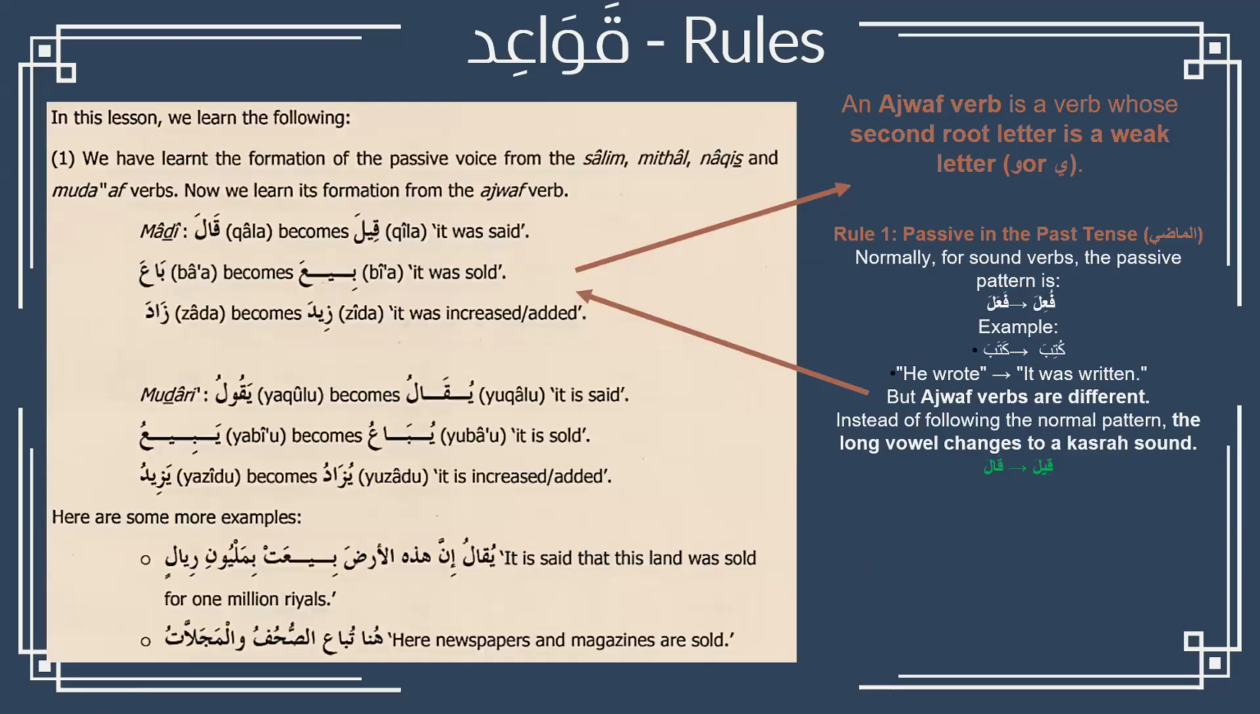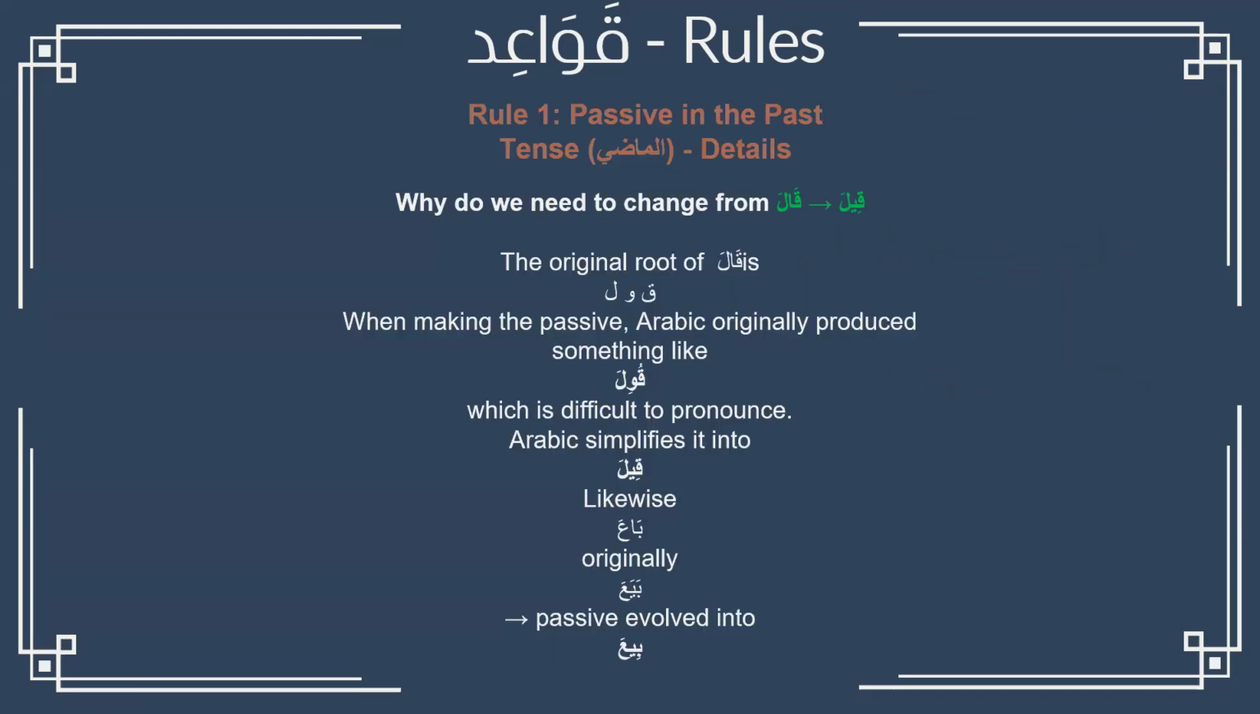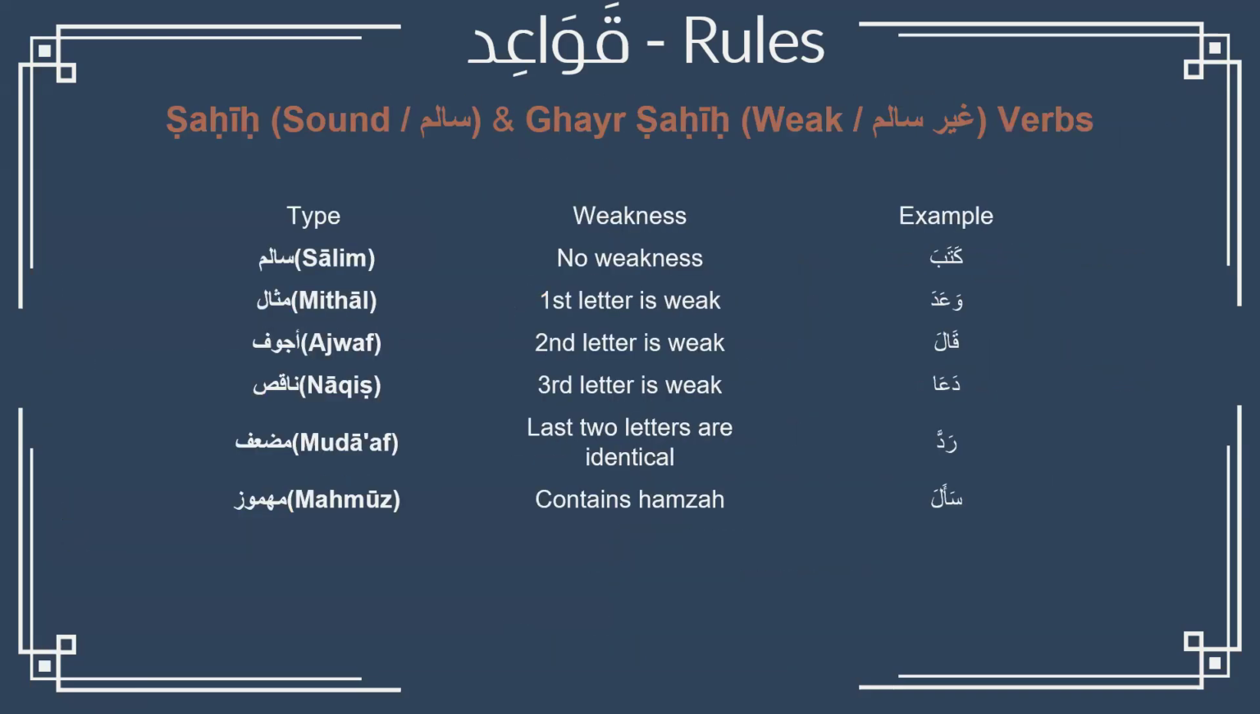There is a sentence over here, for example: Yuqalu inna hadhihil arda bi'at bimalyuni riyalan. It was said that the land was sold for 1 million riyals. Huna tuba'u suhuful wal majallat. Here newspapers and magazines are sold. Okay. I should have brought this earlier. Your book did not have it, so I created these slides myself.